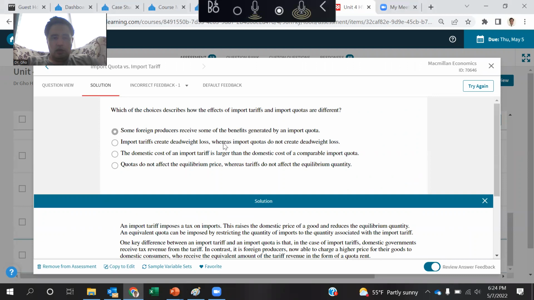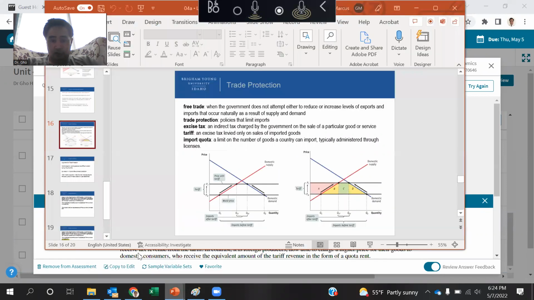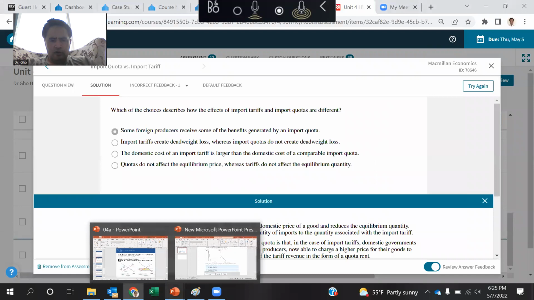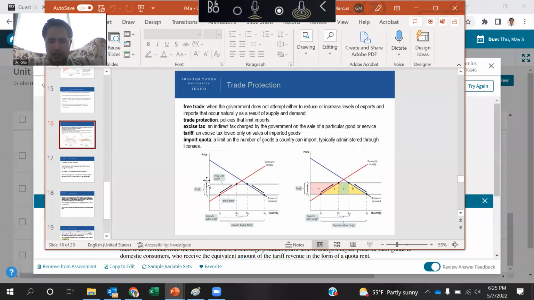Import tariffs create deadweight loss, whereas import quotas do not create deadweight loss. That's only halfway true. Both of these will create deadweight loss. This area right here, B and D, the yellow areas, are both areas of deadweight loss, which are manifested equally in both tariffs and quotas. The domestic cost of an import tariff is larger than the domestic cost of a comparable import quota. I don't fully comprehend what that question is saying, but the price will still adjust.